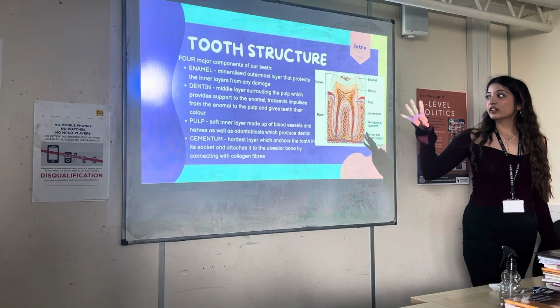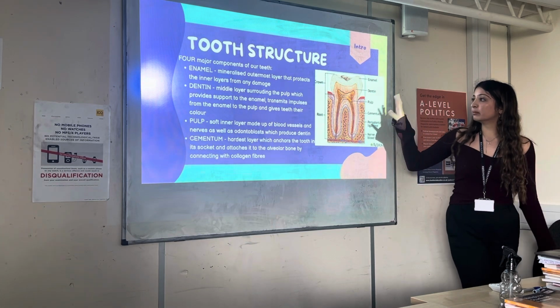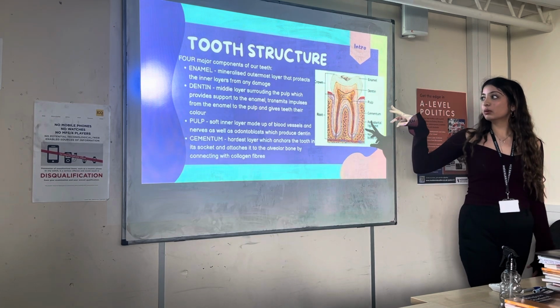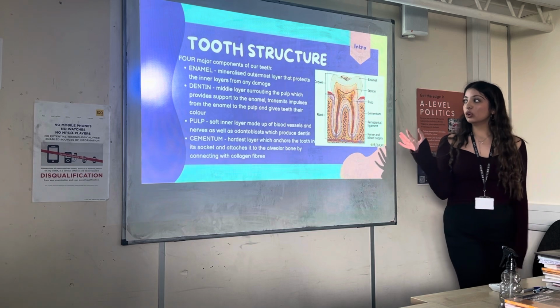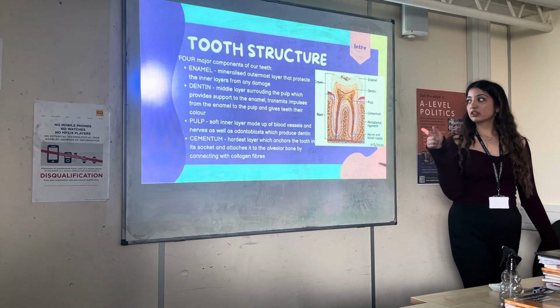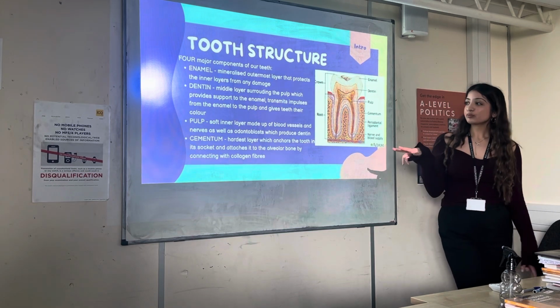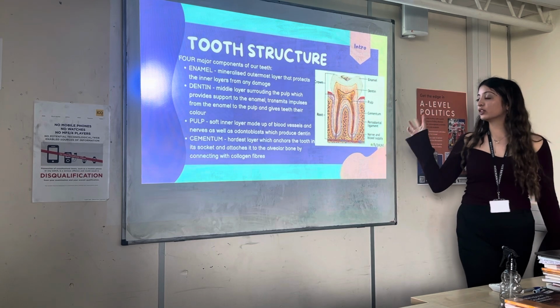Then there's the dentin, which, as you can see on the diagram, is the middle layer between the enamel and the pulp, and it just provides support, transmits impulses from the animal to the pulp, and gives the teeth their color. And then there's the pulp, which is the soft inner layer.